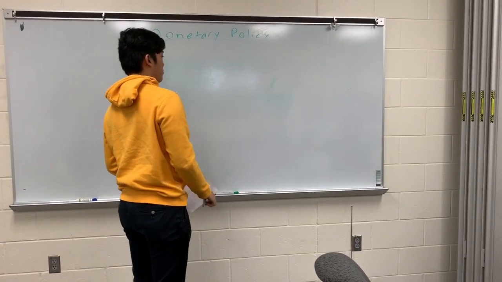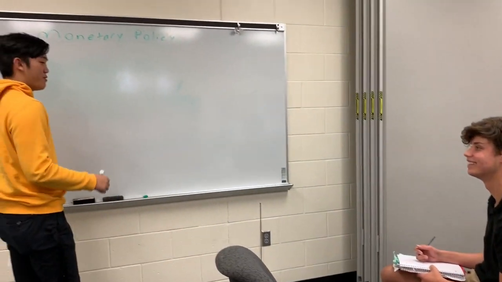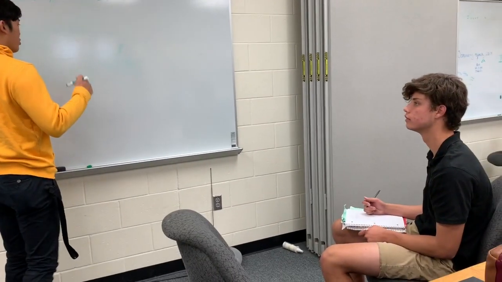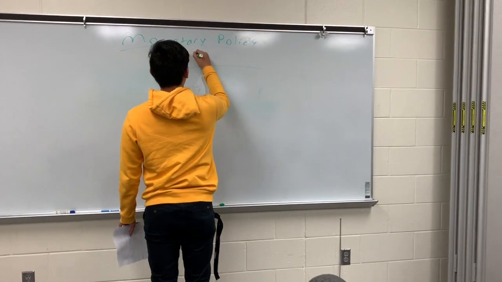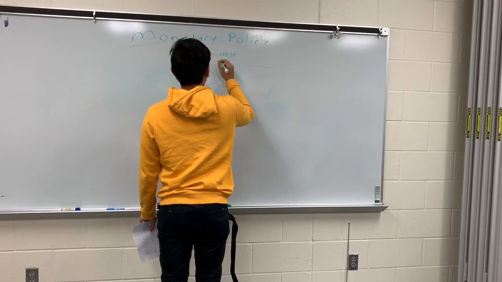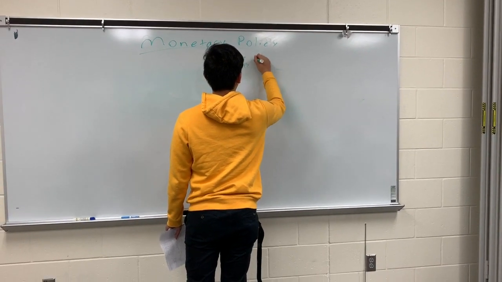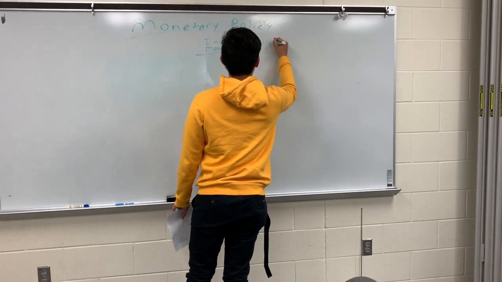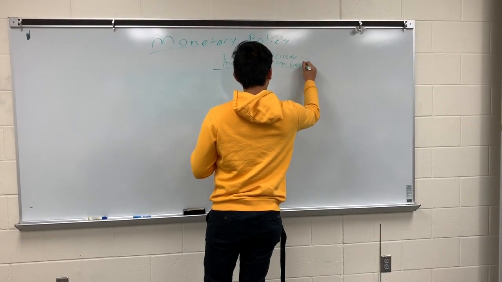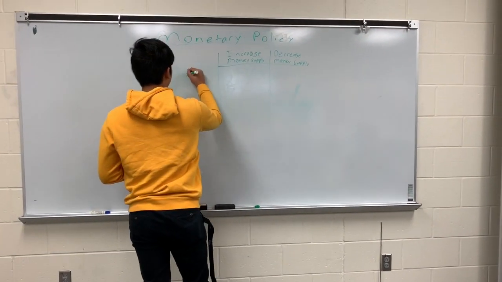Monetary policy. So, there's three things that the Fed does. You mean like the Federal Reserve? Yeah, the Federal Reserve. They're the people that make all the monetary policy. They conduct it to help fix the economy. So they have three tools that they usually use to either increase the money supply or decrease the money supply. One of the first tools they use is the reserve requirement.